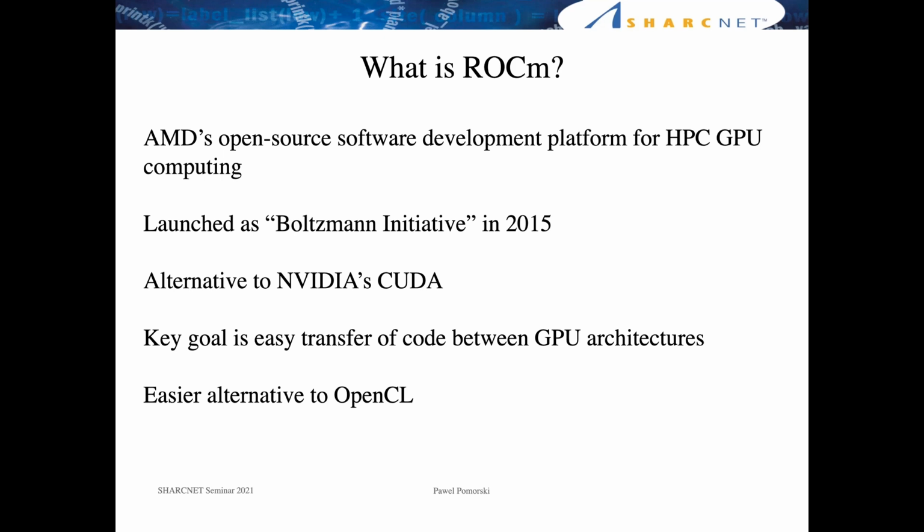One of the goals of ROCm is to enable easy transfer of code between GPU architectures. So code developed under ROCm will be able to run both on NVIDIA GPUs and on AMD GPUs, which is a huge plus because CUDA is confined to run on NVIDIA GPUs only. And for AMD, it also offers an easier alternative to OpenCL, which has proven somewhat hard to use for people.